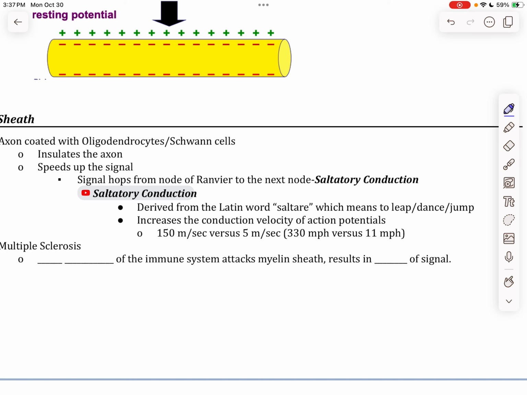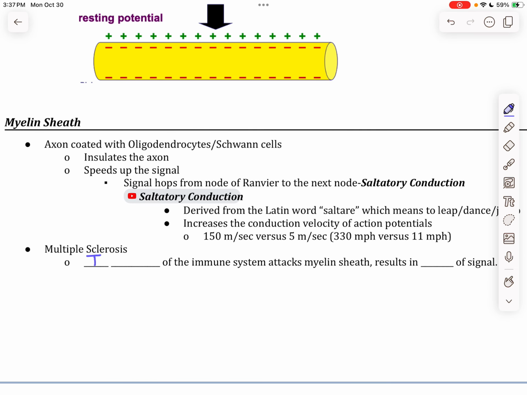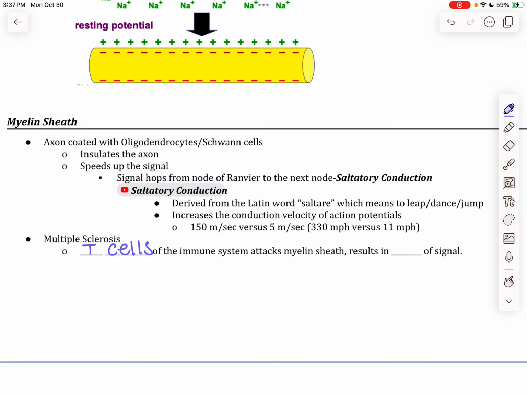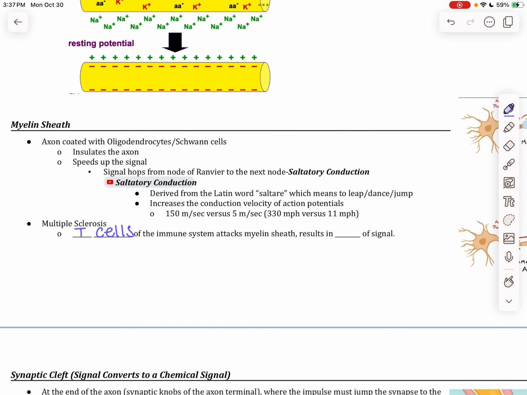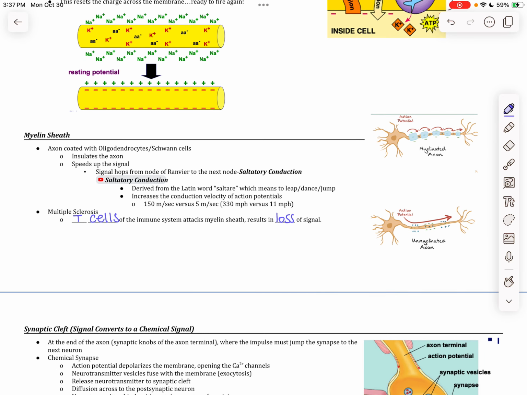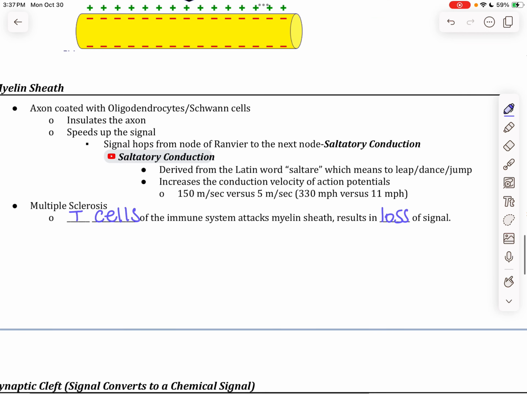So if you are suffering from a disease like multiple sclerosis, the T cells of the immune system attack your myelin sheath, resulting in a loss of signal, because it takes so much longer, and it is just such a trip to get those signals where they should go, and people with multiple sclerosis have a lot of troubles with that. So once again, pause and take a look at my quick clip on saltatory conduction so you can see how much faster it is compared to an unmyelinated axon.